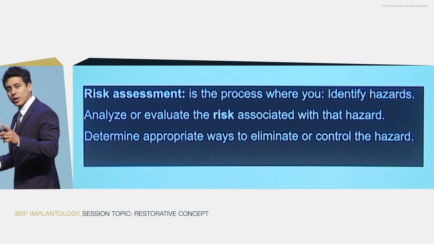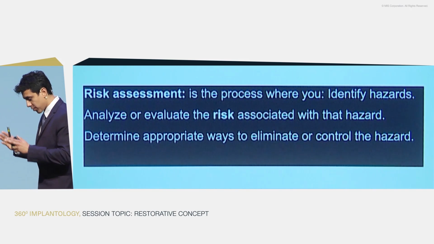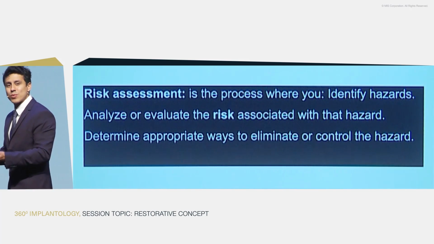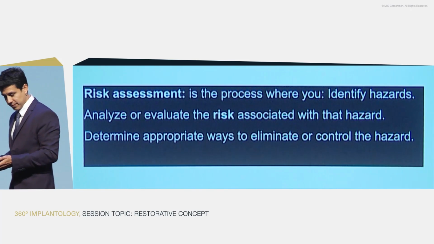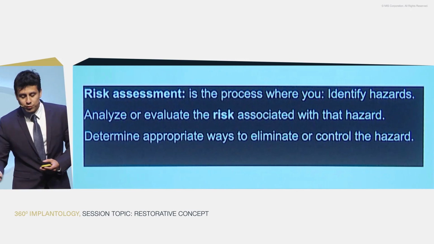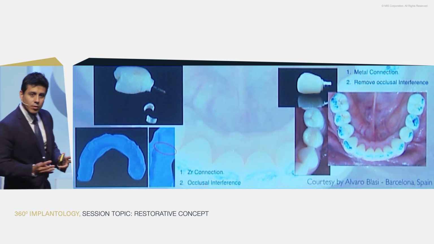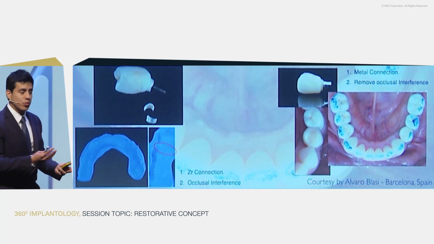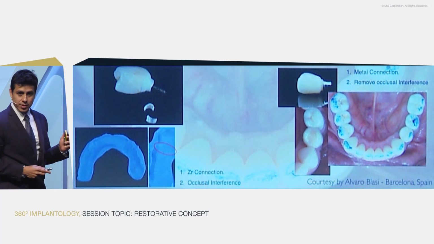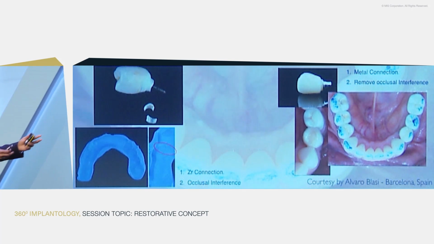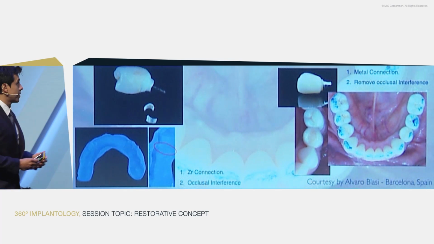So we know that when we work with restorations on top of implants, we have a high risk of failure. So how can we improve this? We can place a metal link or a T-base between our zirconia restorations. And this was the approach that Alvaro used in that case, and he told me that now he has a better outcome.